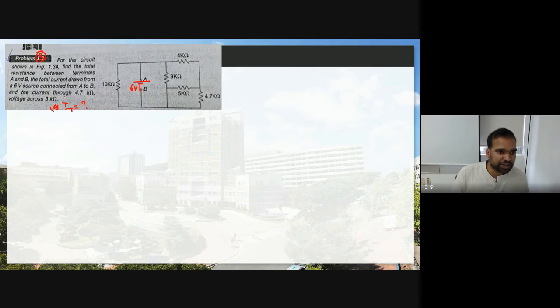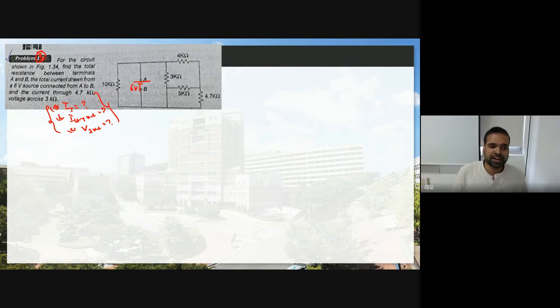The next thing you need to find is the current at the 4.7 kilo ohm resistor. The second one is the current at the 4.7 kilo ohm resistor. The next thing is the voltage across the 3 kilo ohm resistor. Okay, clear. These are the three things we have to find here.